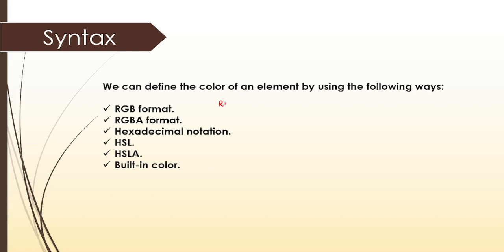RGB stands for red, green, and blue. With the combination of these three colors, we can make new colors. This is the basic property of every RGB notation, right? And all these values range from 0 to 255.